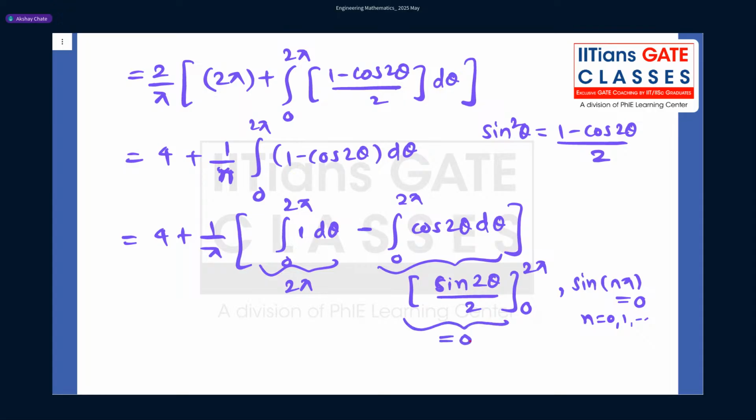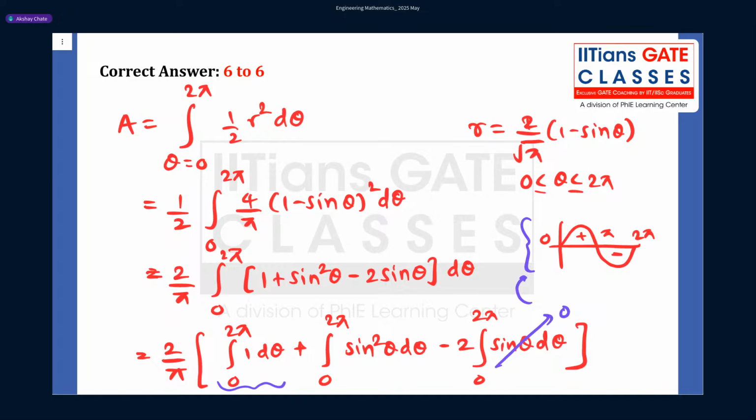Okay. So finally, what answer do you get? 4 plus 1 by pi into 2 pi. 2 pi comes from this term. So that is 4 plus 2, which is 6. Finally, the answer is 6. Okay. So if you just check, yeah, the answer is 6.